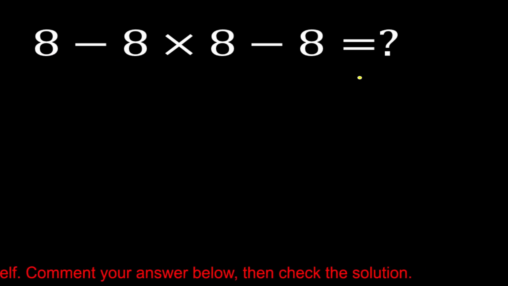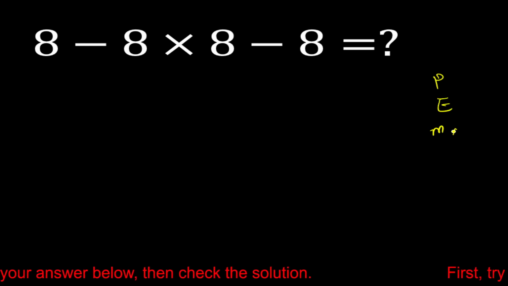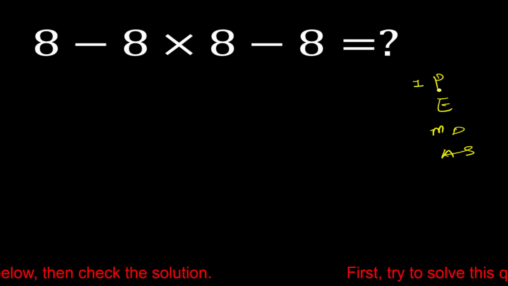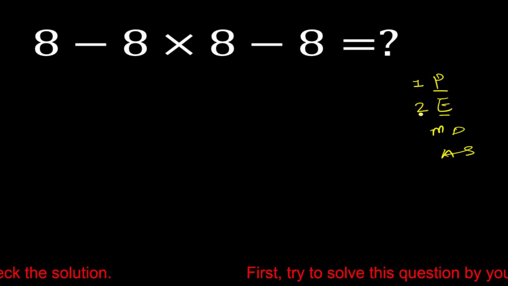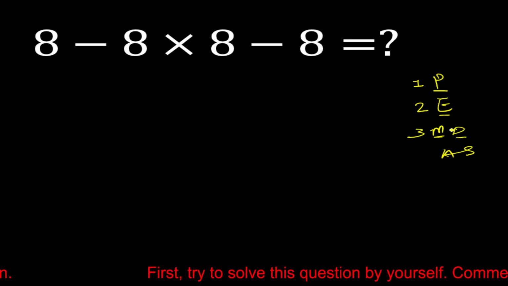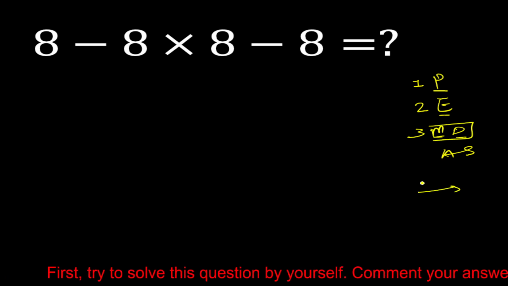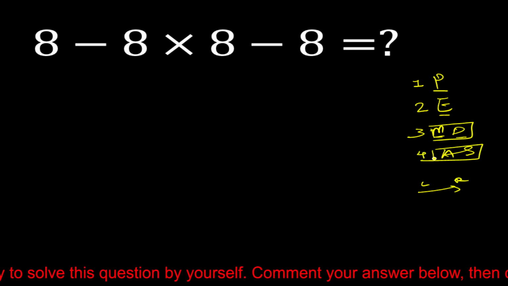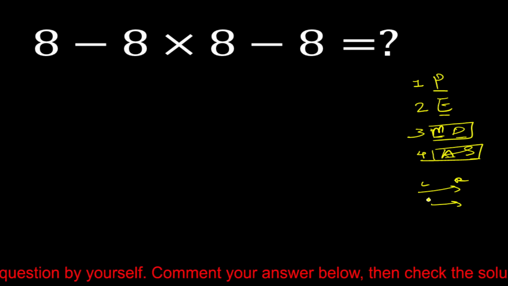Okay, PEMDAS, P-E-M-D-A-S. According to the PEMDAS rule, first priority is parenthesis, then E means second priority is exponent, then third priority is M means multiplication and D means division. Both have equal priority, so we have to solve it from left to right. Okay. Fourth and last priority is addition and subtraction. Also both have equal priority, so we have to solve it from left to right. Okay.